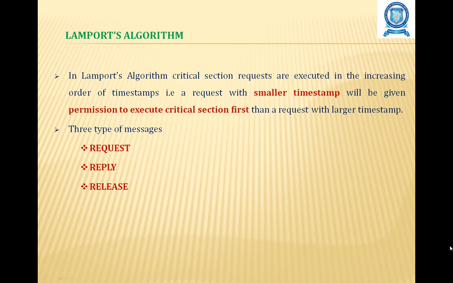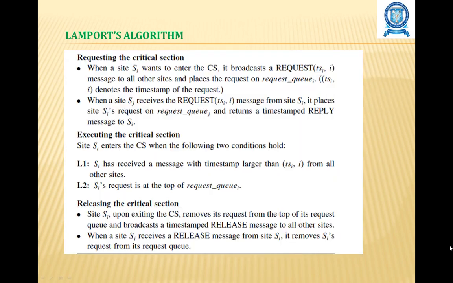Every site Si keeps a queue to store the critical section requests ordered by their timestamp. This request queue denotes the queue of site Si. In this algorithm, a timestamp is given to each critical section request using Lamport's logical clock. The timestamp is used to determine the priority of a critical section request, and the smaller timestamp always gets the highest priority. Next we see the algorithm.